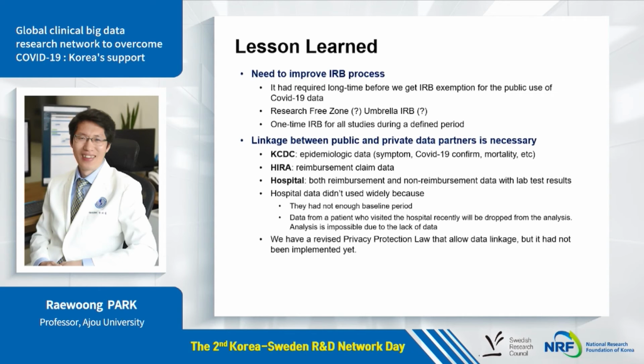For example, at Columbia University, they receive one umbrella IRB for the whole CDM data for 1 year. So by getting one IRB for the whole CDM data for 1 year, the researchers who use the data do not need any more IRB exemption for further research during the 1 year period. Like this, we need to adopt that kind of IRB process.